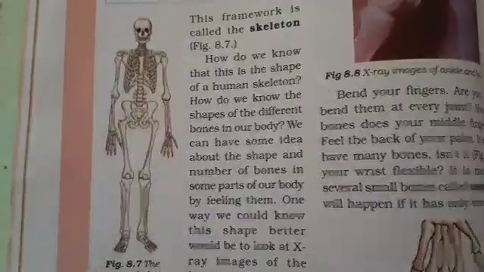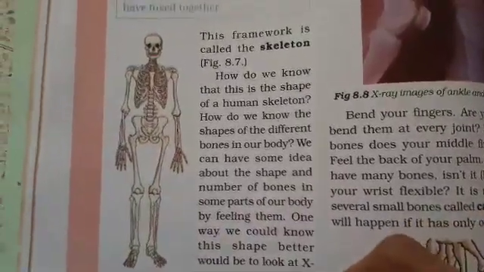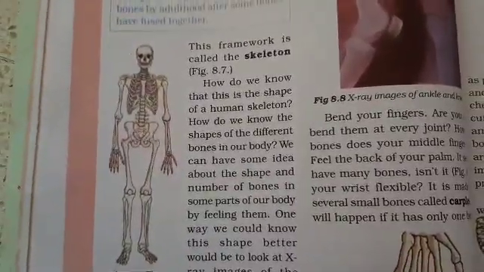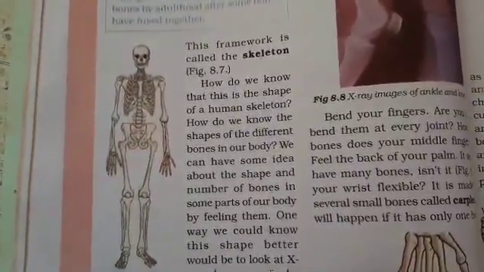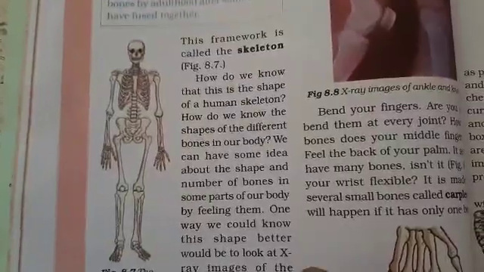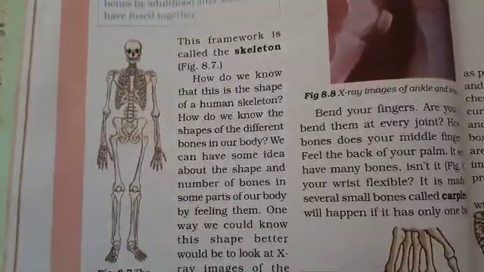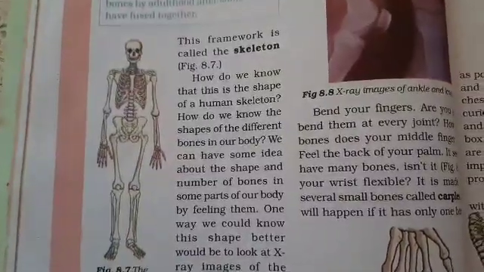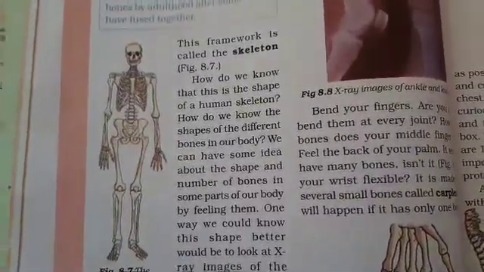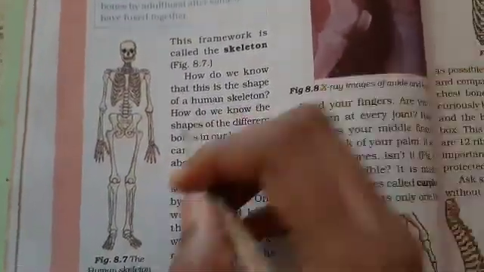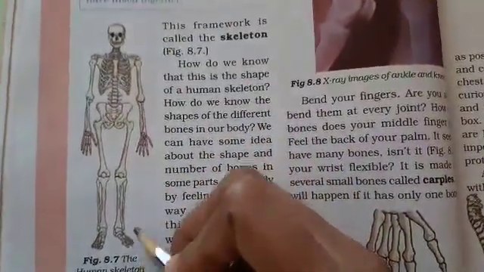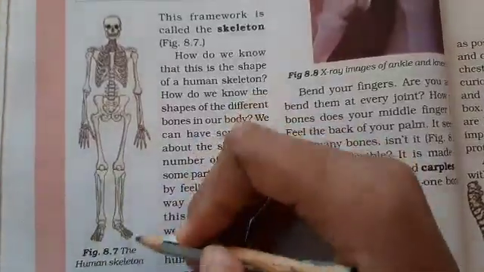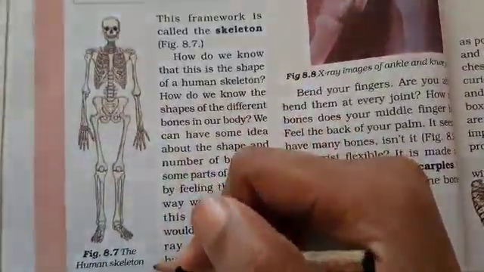Okay children, now please take your textbook and a pencil in your hand, open to page number 70. Pause the video and get ready by opening to page number 70 in your textbook. Okay? Now, see the figure 8.7. This is the human skeleton.